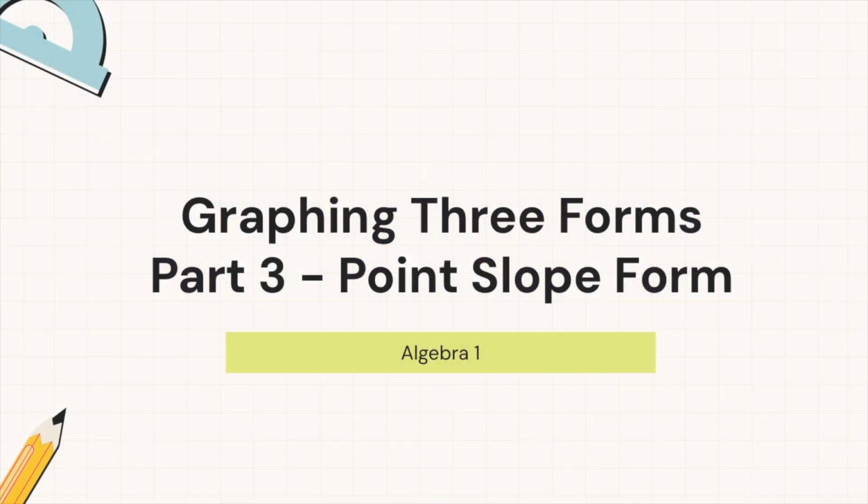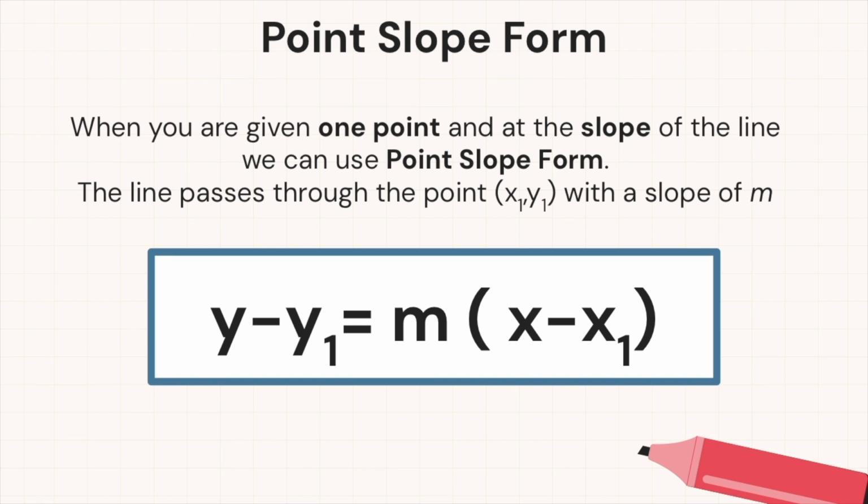Welcome back. Today we're going to be talking about graphing the three forms, part 3, point slope form. Let's take a look at the definition of point slope. Here we are, point slope form. When you're given one point and the slope of a line, we can use point slope form. The line passes through that point, x1, y1, with a slope of m. So we can write that as y minus y1 equals m, parentheses, x minus x1. This is point slope form. Let's use it in a few examples.